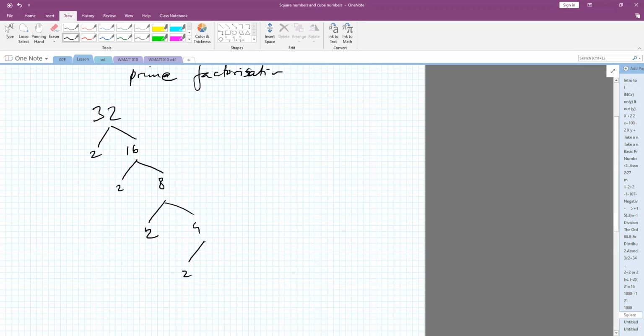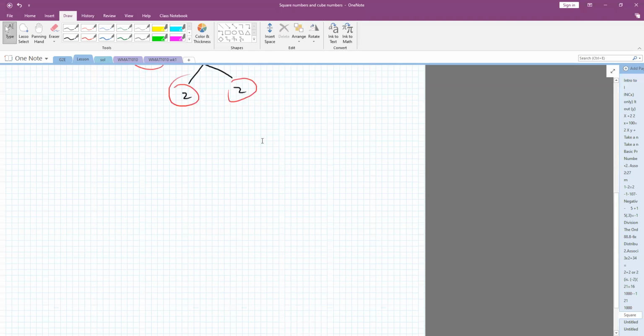Now, if you look at how we factorize 32 into prime numbers, in this case, it's 2. Now how can we write down this 32 in terms of multiplication? 32 equals 2 to the power of 5. Yes, that's correct.